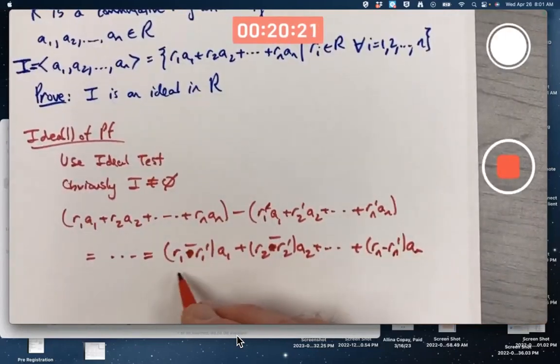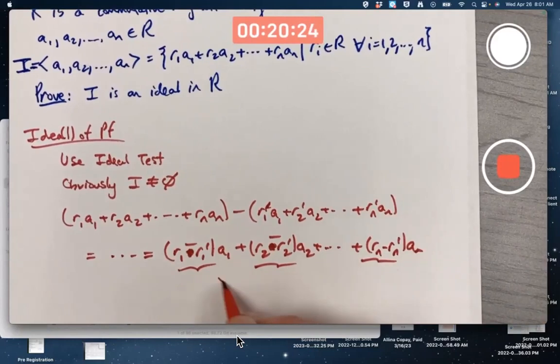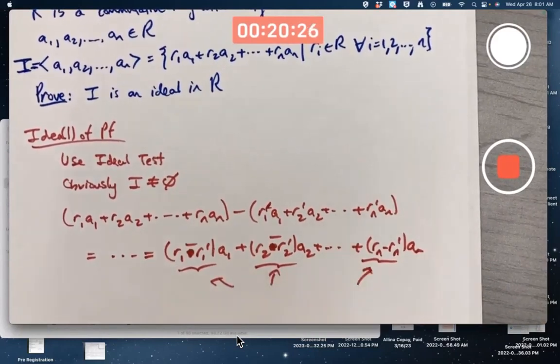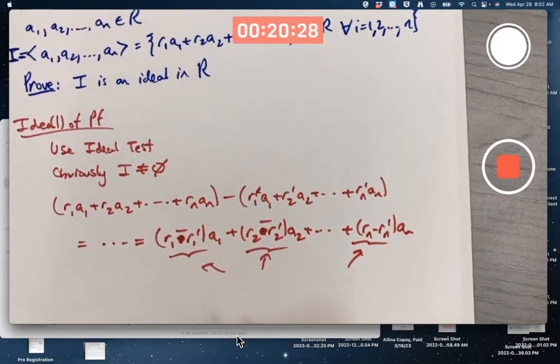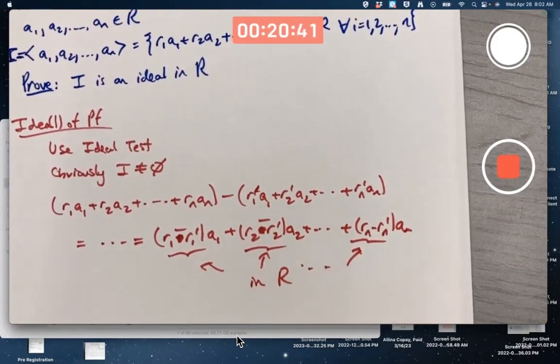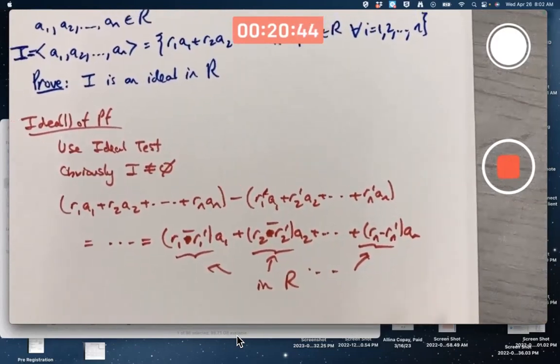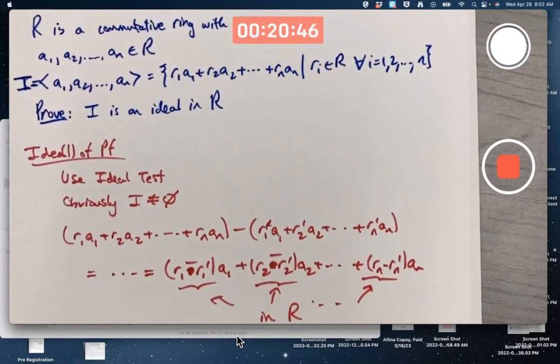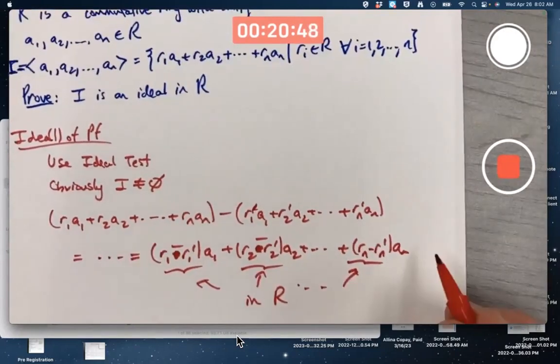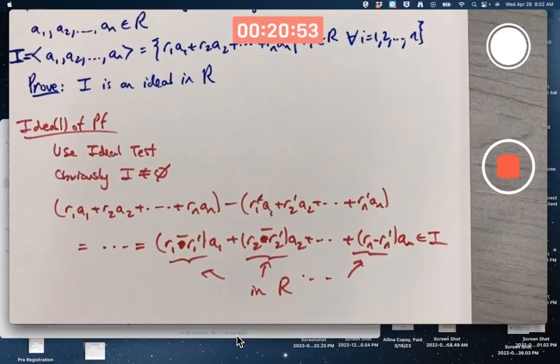And each of these things, since a ring is a group under addition, and therefore, again, with subtraction, you're still going to have closure because subtraction means adding additive inverses. These are in R. Okay, so it's in the right form. It's in the form of a linear combination of A1 through AN. So this is in I. That verifies closure under subtraction.